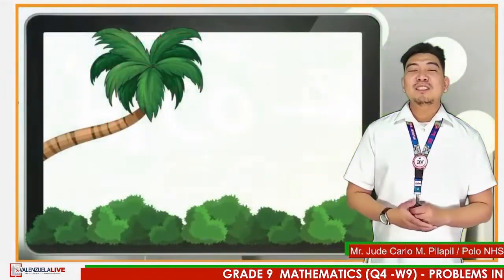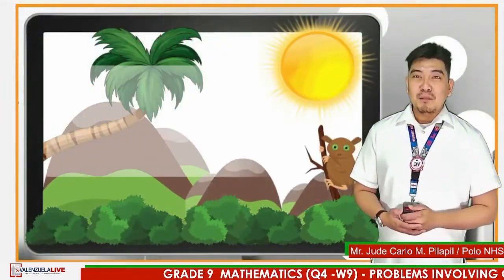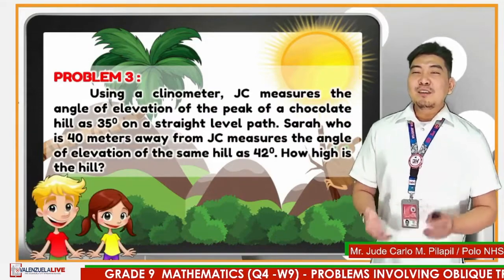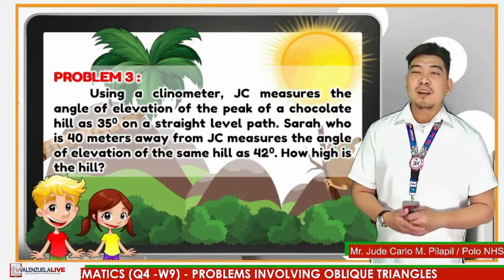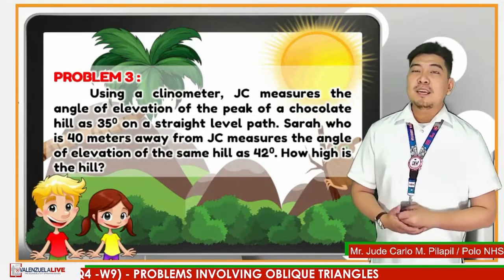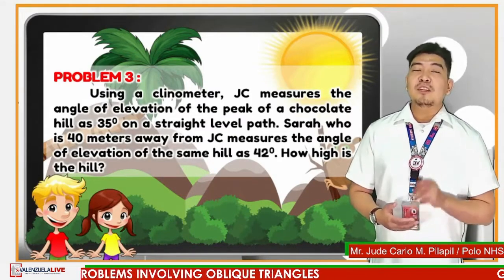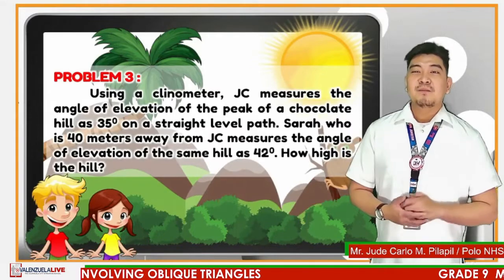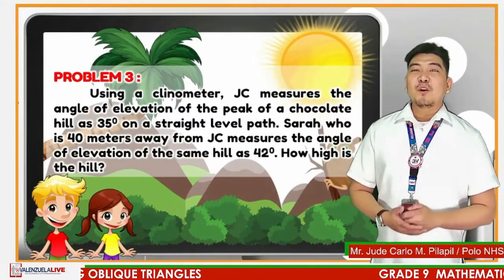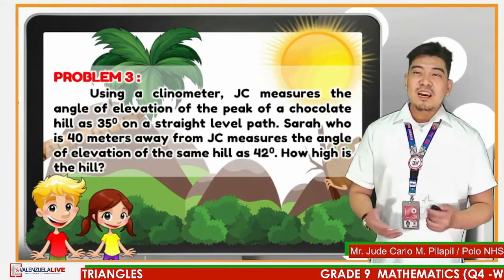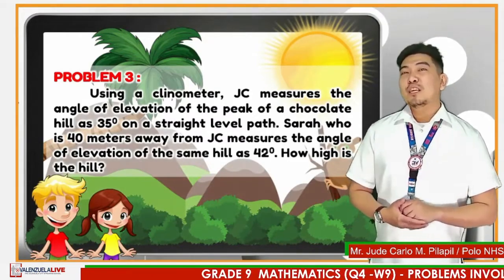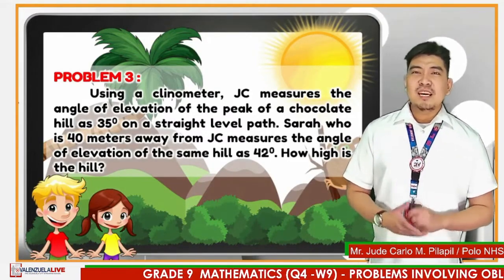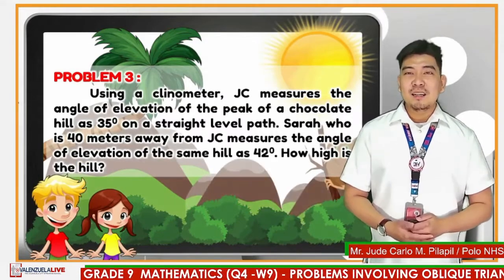Let us have a challenging question provided by problem number 3. Using a clinometer, JC measures the angle of elevation of the peak of a chocolate hill as 35 degrees on a straight, level path. Sarah, who is 40 meters away from JC, measures the angle of elevation of the same hill as 42 degrees. The question is, how high is the hill?